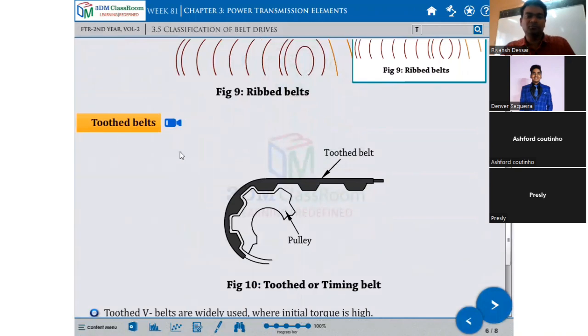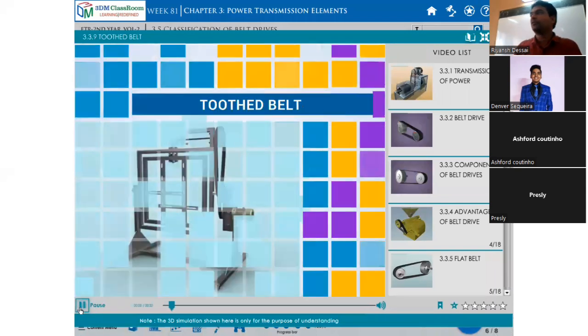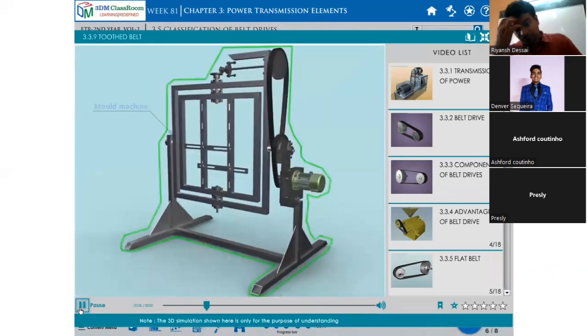Tooth belt. This belt is called a tooth belt. This is a pulley, and there are teeth provided. It is called a tooth belt. You can see the gear belt also, the timing belt. In this video, we will discuss the tooth belt. Let us see the tooth belt in the movie view.